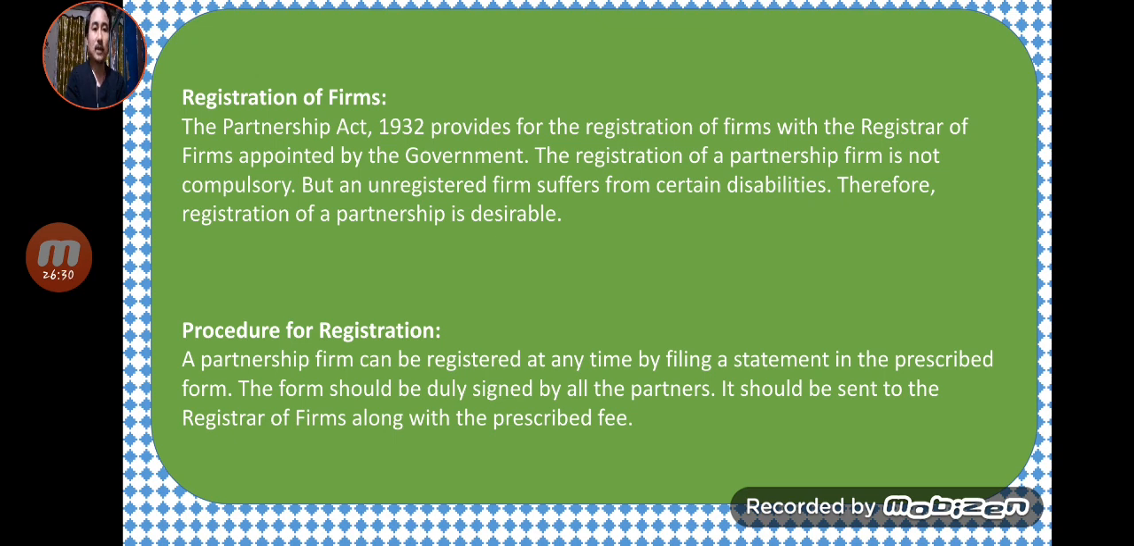For the procedure of registration, one needs to fill a form, and each partner will sign in that form. Without a signature, that contract will not be valid, and it should be sent to the Registrar of Firms. These are the processes in which the legal advisor is going to help you out.